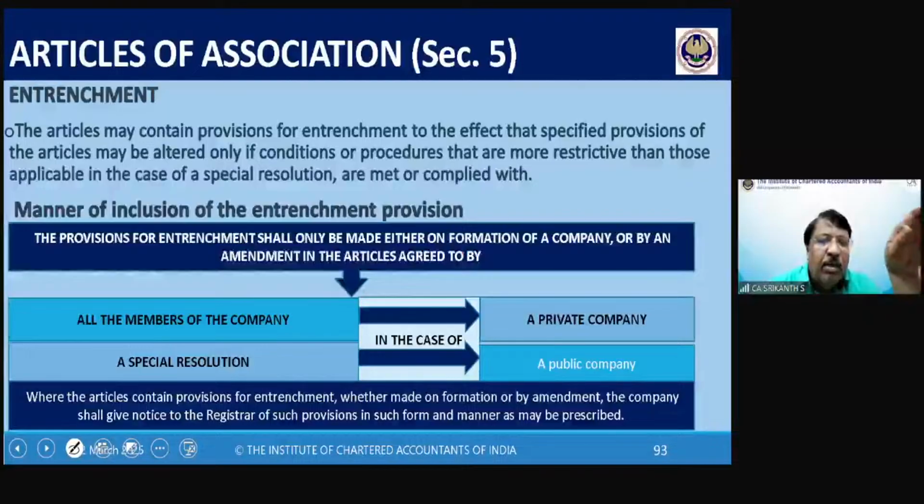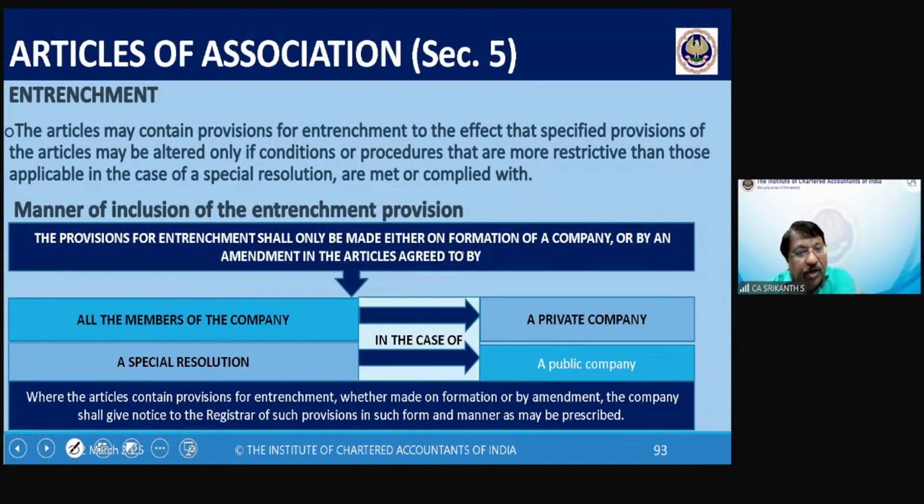If you want to include an entrenchment provision in the articles of a private company and say such and such a provision can be passed only by unanimous resolution, making it tougher than special. Special is itself only majority, a special majority. Now you are saying if you want to amend this particular clause of article, you should have 90% agreeing, 95% agreeing, or all agreeing. If you want to make that amendment in the article, it should be agreed to by all the members of the company in the case of a private company, or a special resolution in the case of a public company.